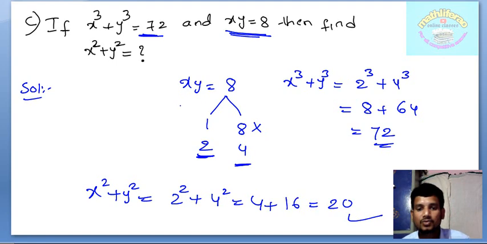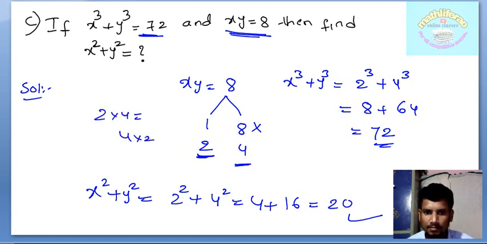So xy equal to 8, factors 2 4. x value 2 or y value 2, x value 4 or y value 4. So 2 4s or 4 2s satisfy x cube plus y cube 72. So then x square plus y square value: 2 square plus 4 square, 2 square 4, 4 square 16, 4 plus 16 is 20. This is your answer.